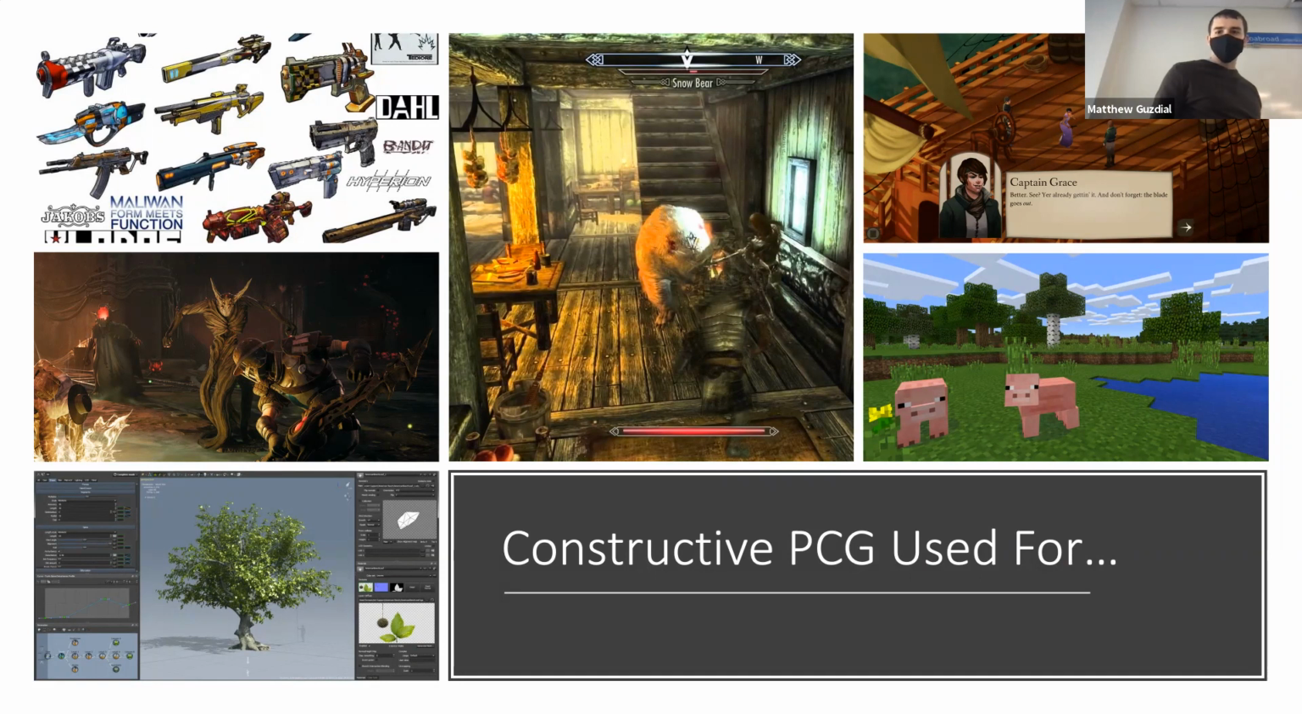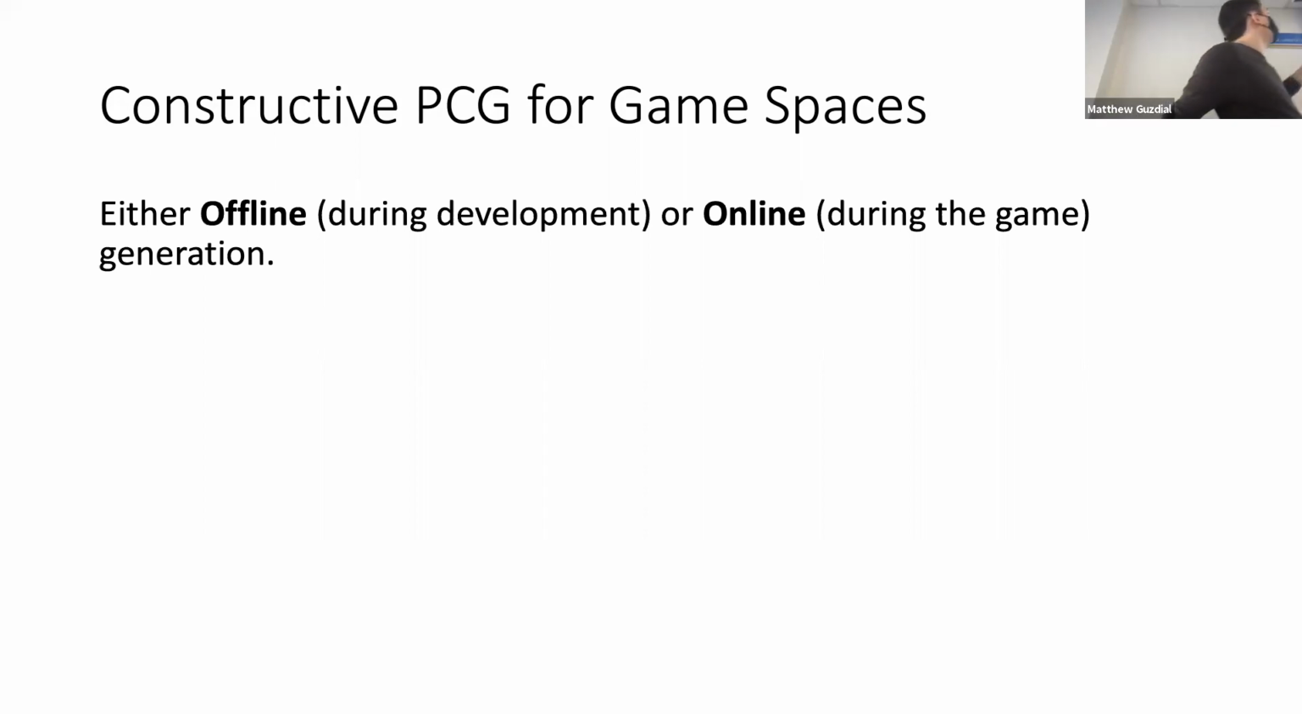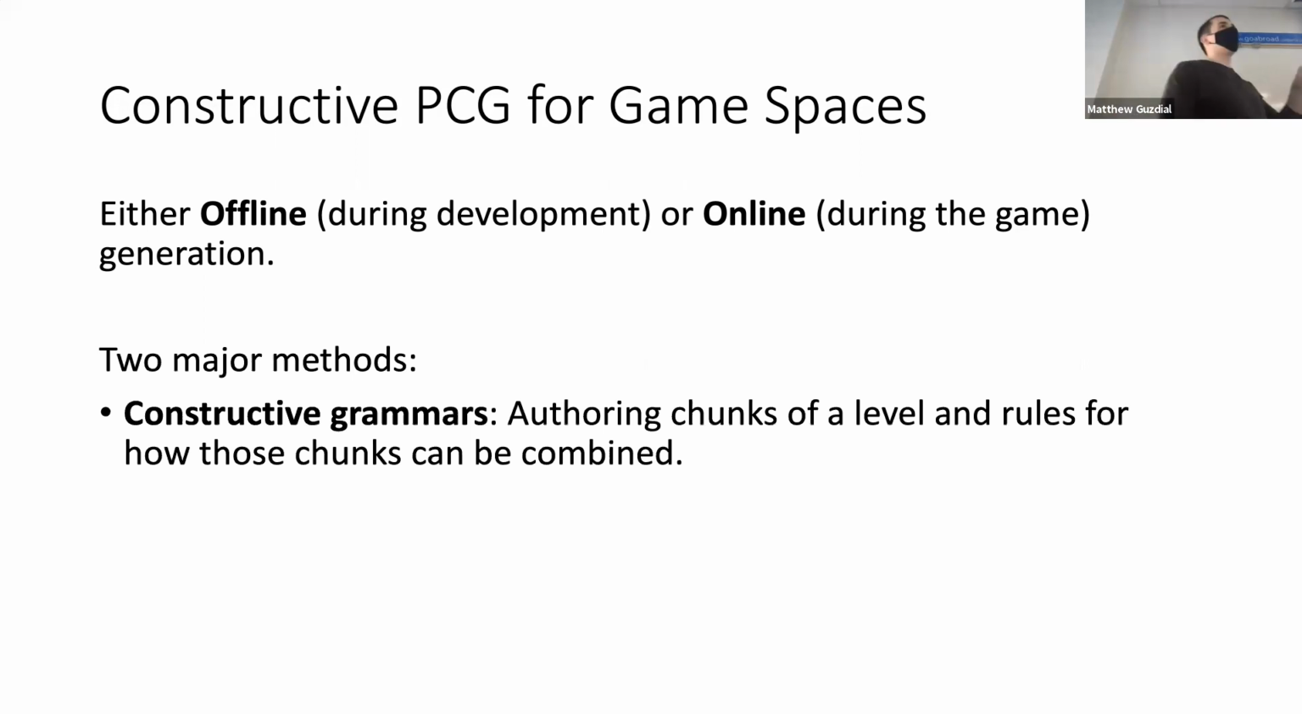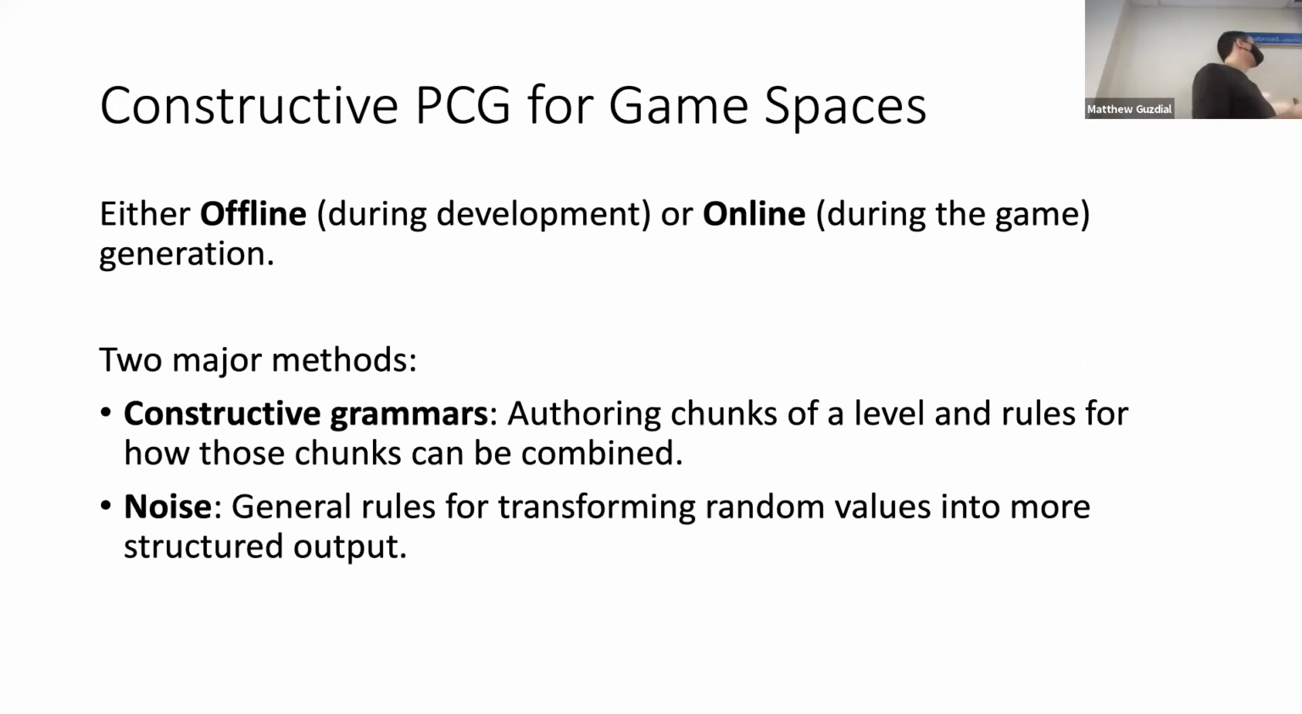That's constructive PCG. So when it's used for spaces, like levels, it's generally either going to be used offline, which is during development, so in tools for the game devs, or it's going to be online, which is in the game to do content live. Two major methods for these things. One is constructive grammars. So we talked about this a little bit last Wednesday. The idea is that you're going to be authoring chunks of a level, and then the rules for how those chunks can be combined. The other is noise, which are general rules for transforming random values into some sort of more structured output, and then using that more structured output as the input to a PCG process.